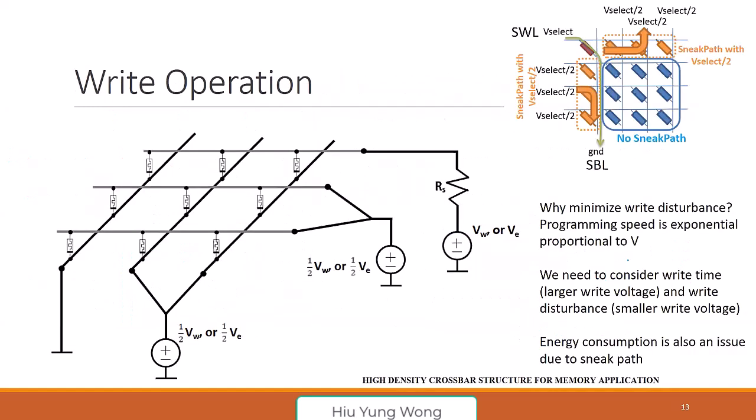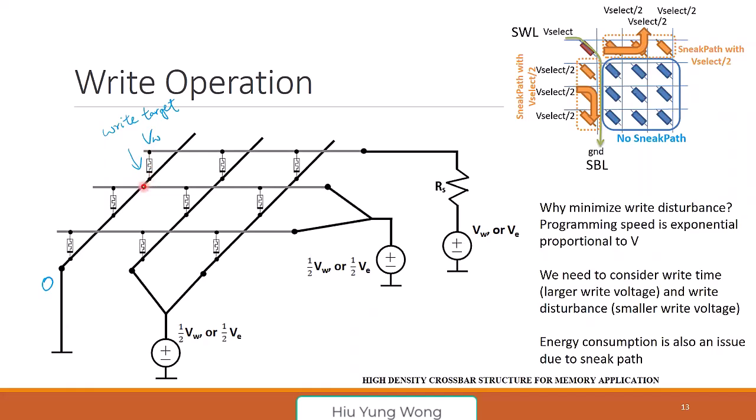How do we solve it? There are a few things. First, about the write operation. For example, if I want to write a certain element, in this particular case I'm actually trying to write this, let me call it the write target. So I apply VW here, not 3, and then I apply 0 to here, right? This is 0, this is high voltage. Then I'm going to write this one. No problem. But how about the others?